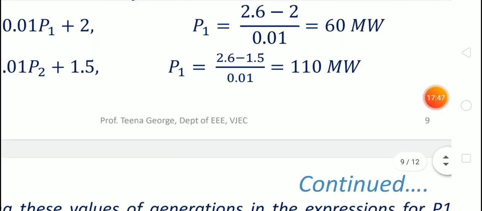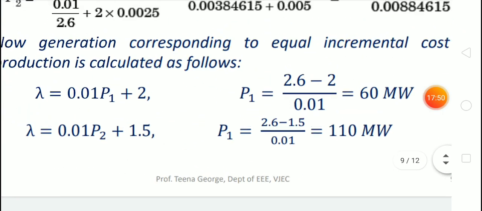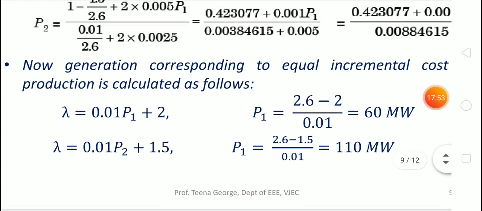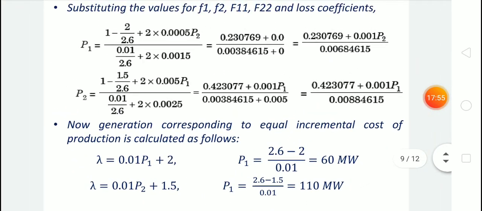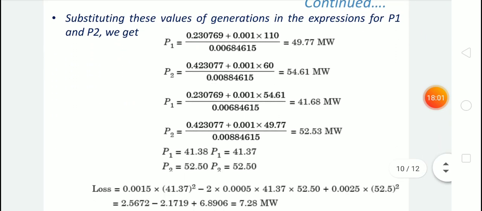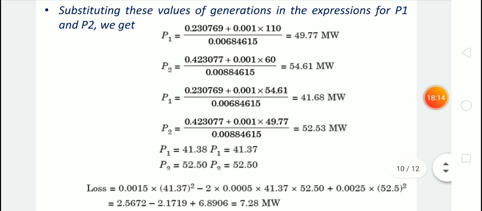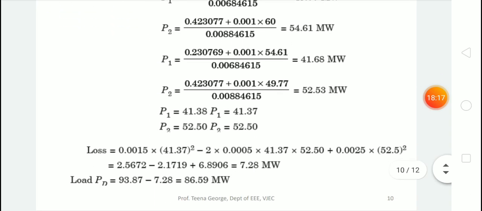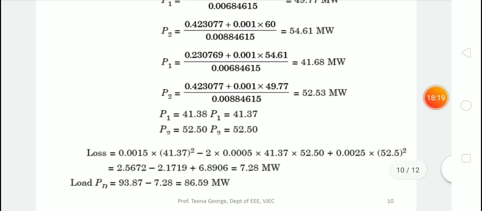So we have to consider the incremental cost and find the values of P1 and P2. Then substitute that P1 and P2 in the equation and find the value of power generation including losses. Then do the next iteration and check whether it is within the limit, and do the iterations till it reaches within the limit. There will be small change between the power generation in each iteration. Then substitute that value for finding the loss, and also we can find the load demand by using the loss and the generation values.